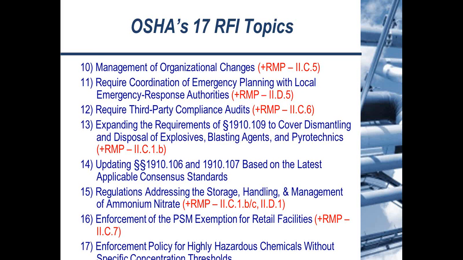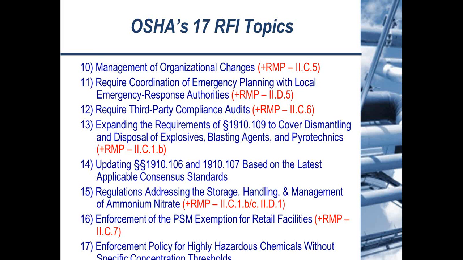The EPA is also pushing that, and I've identified that citation in red. Additional coverage for explosives, blasting agents, and pyrotechnics, and also updating other parts of OSHA's regulation. The pyrotechnics and explosives are things that EPA is also looking at, for obvious reasons, after the West Texas tragedy. And then citations 106 and 107 in the OSHA regs are strictly OSHA's business. Storage, handling, and management of ammonium nitrate, that was an obvious addition. That's in OSHA's RFI and proposed regulations as well as the EPA's.